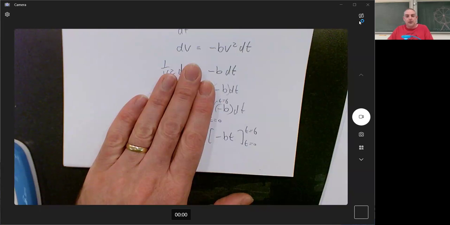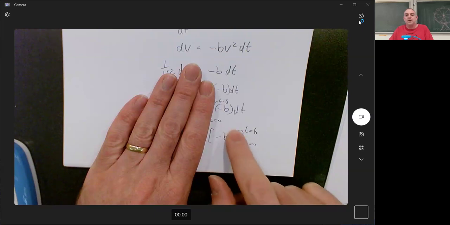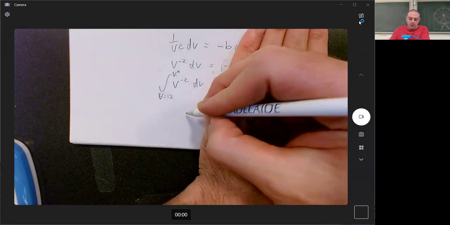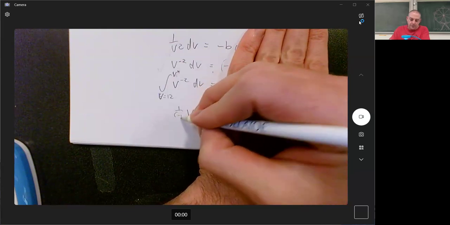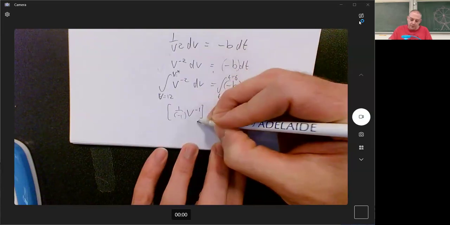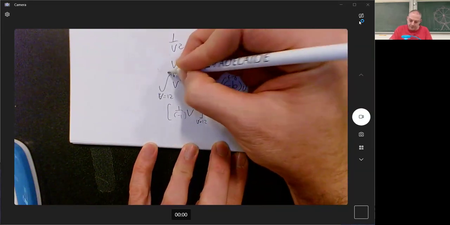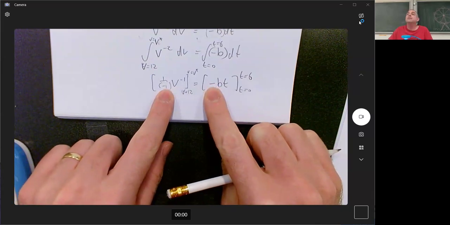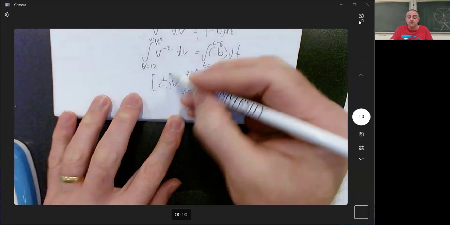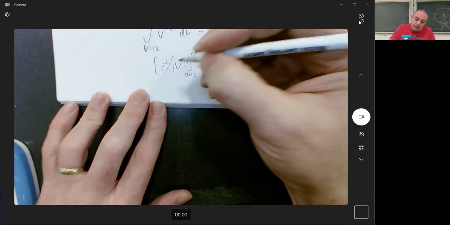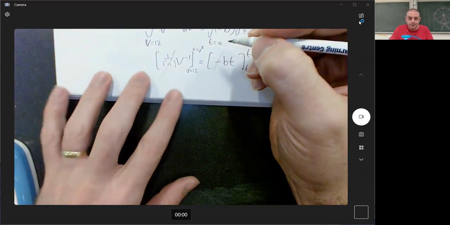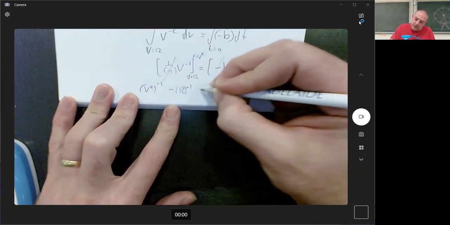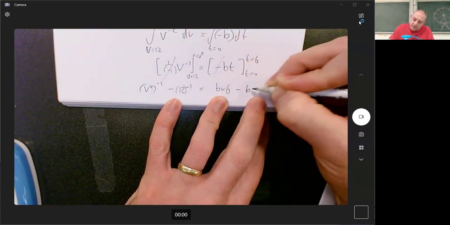Okay. And just to check, if you differentiate this with respect to t, the t will disappear and you'll be left with a minus b. So, okay, and on this side, the integral of something with an exponent, you put the exponent up by 1 and you divide by the new exponent. And you do that from v equals 12 to v equals v star. Okay. I do note that both of these have a minus, so I can probably cancel that out now. Okay, so I've got v to the minus 1, which is 1 over v. So I've got v star to the minus 1 minus 12 to the minus 1 is b times 6 minus b times 0.